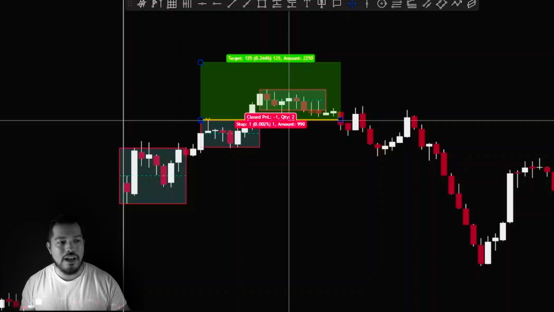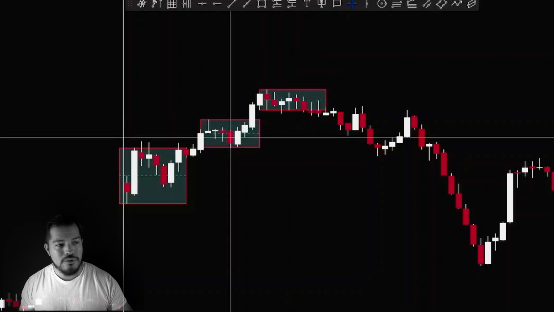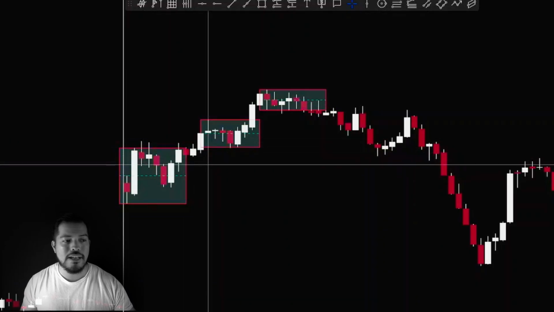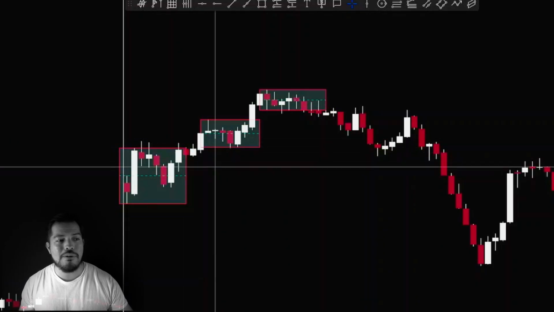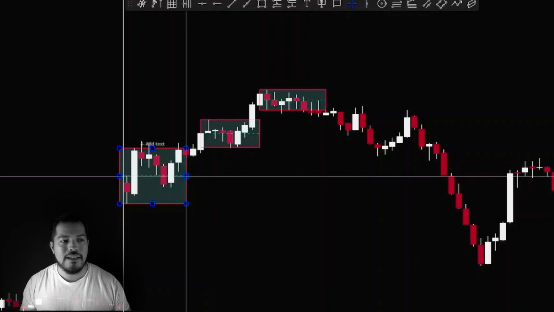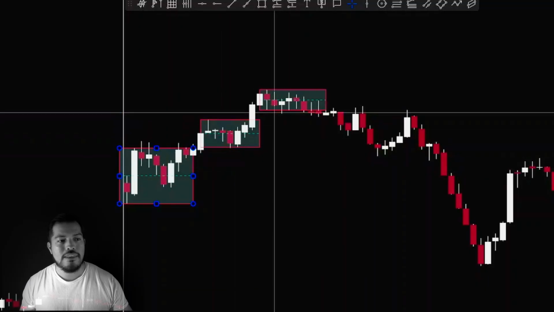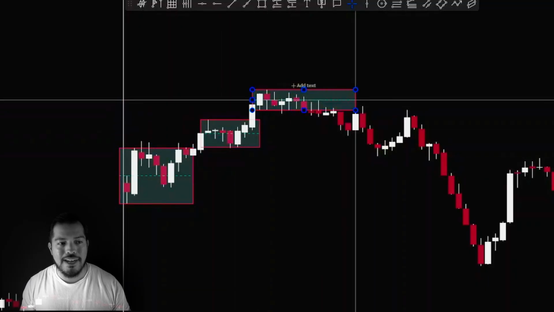Now you can get in a couple of ways, as I mentioned. You can get in with the breaks of the structure. You can get in with a fair value gap. You can get in with whatever you would like. However, just keep in mind that every trade is going to be different. Not every trade is going to work. Not all the confluences are going to be there all the time.